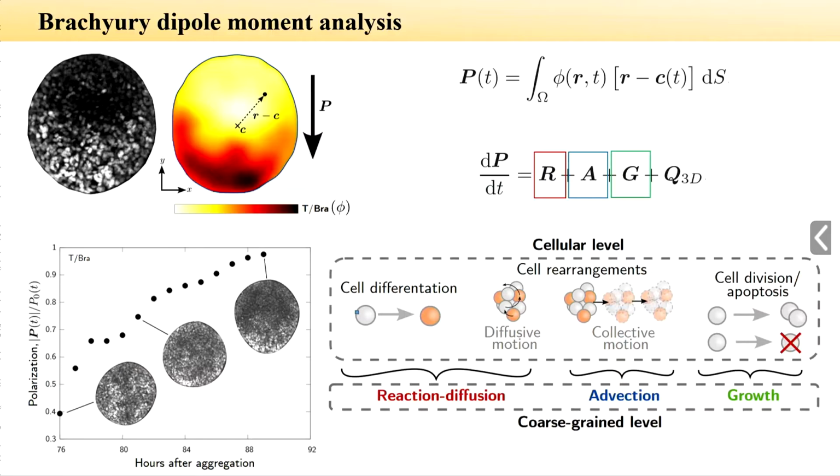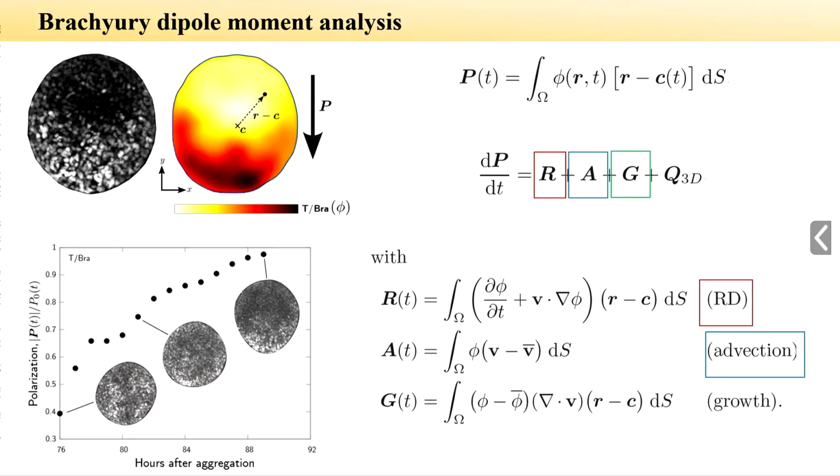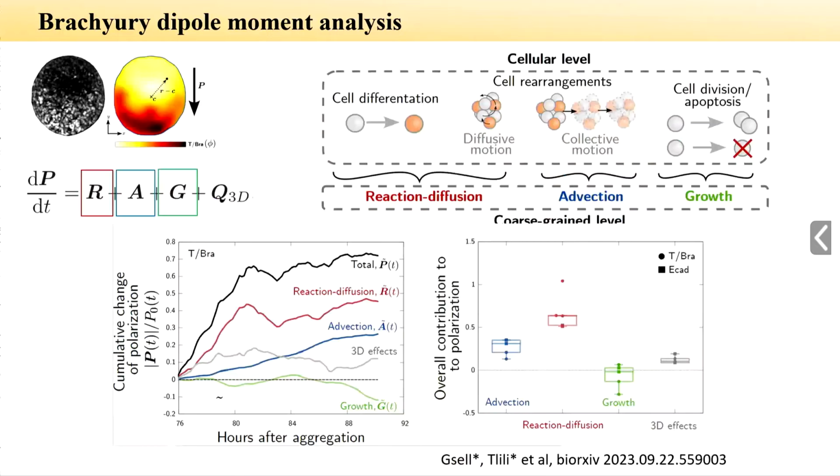In this analysis, we can discard movies where the sample is rotating too much in 3D, because it's a 2D analysis. If this term is too big, we can just discard the movie because the framework is not adapted. Here it's an integral form because it's more robust to noise anyway. You can compute that because you compute the velocity fields. You have phi, which is a field of gene expression. So you can compute all these things and get the contribution of these different terms.